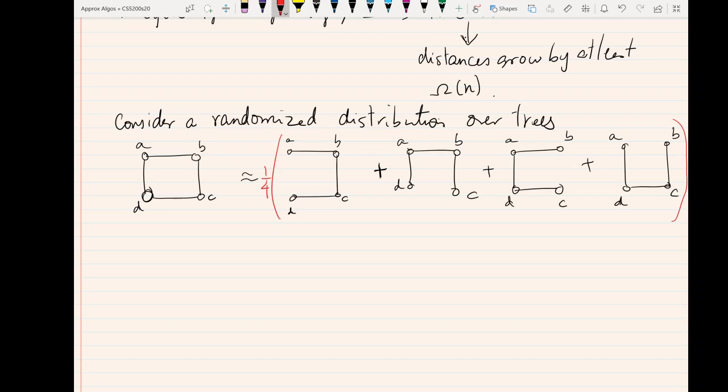So let us just pick AB in the original. D of AB is equal to 1. And now if I look at a uniform distribution over these 4 trees, what is the expected distance of AB? So the expected value of D prime of AB, where the expectation is taken over a random choice of trees.